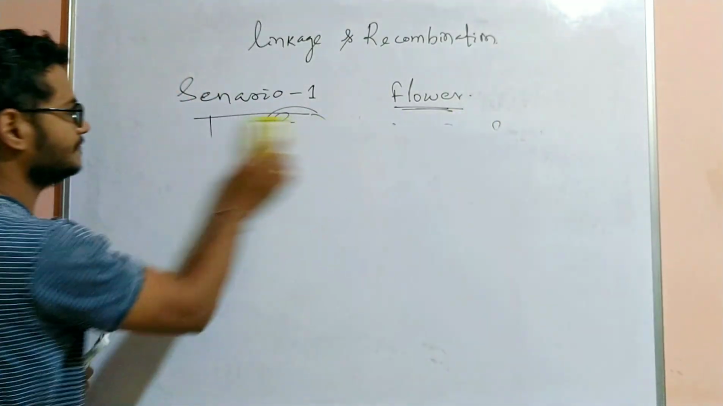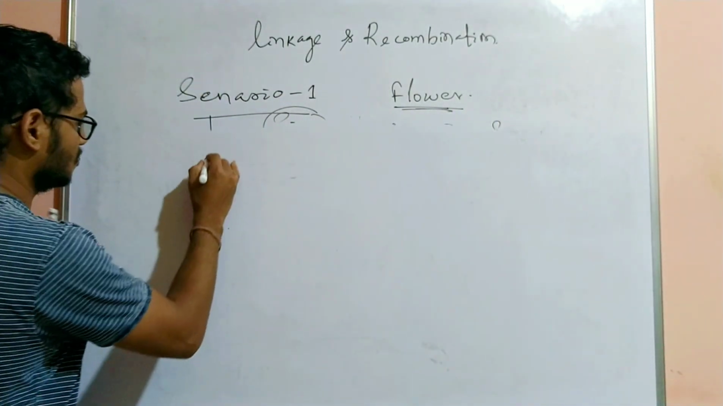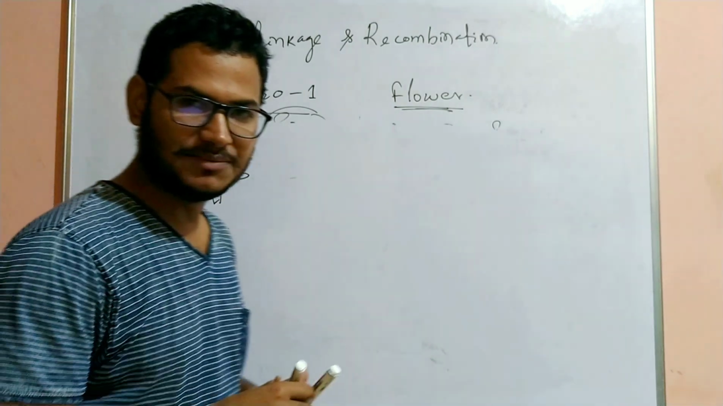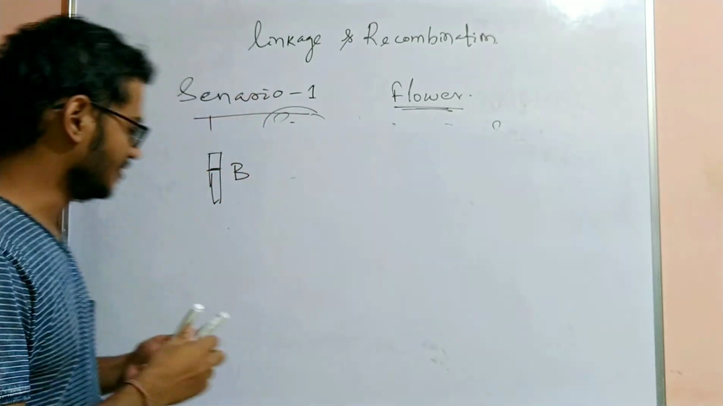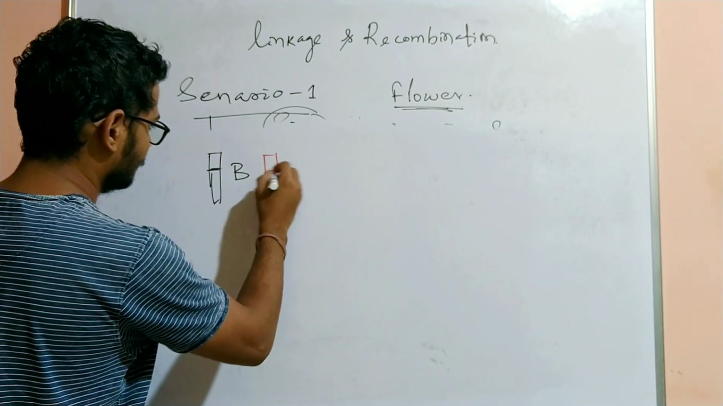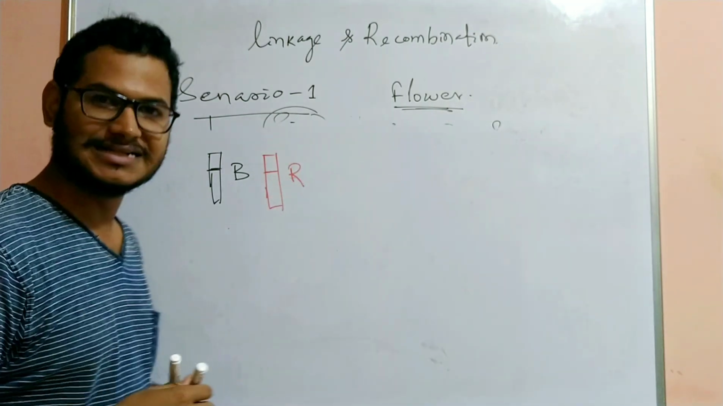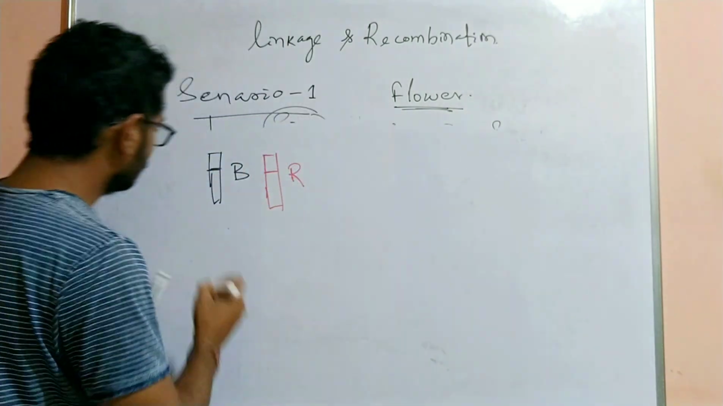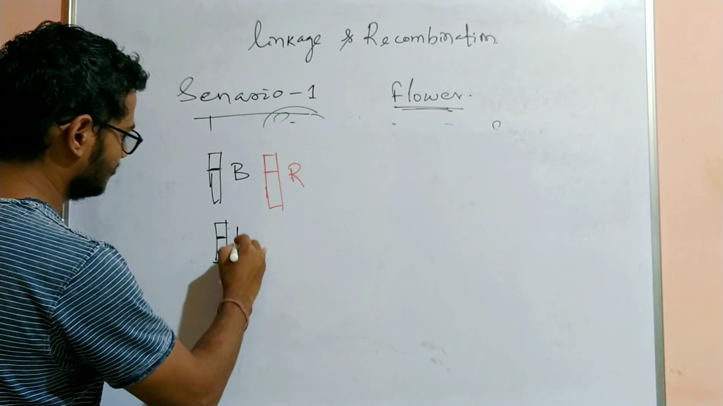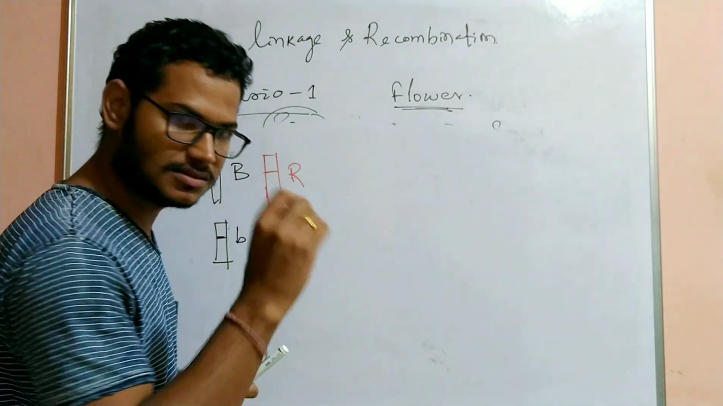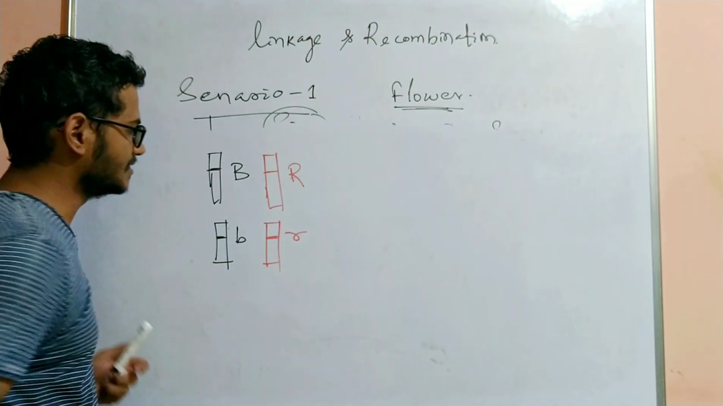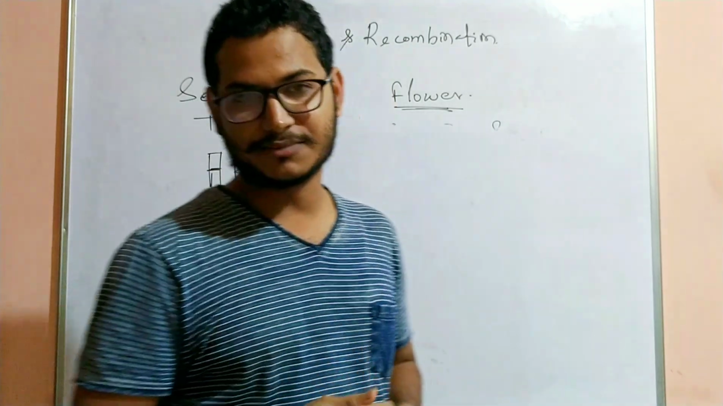I can write down here, this one is a chromosome having the gene capital B that represents the big size of the flower. Likewise we have another chromosome where capital R is there, representing the red flower. Likewise we have small b representing the small size of the flower and small r representing the white color of the flower.